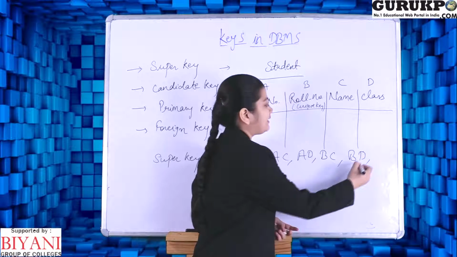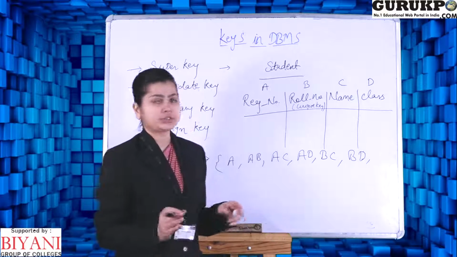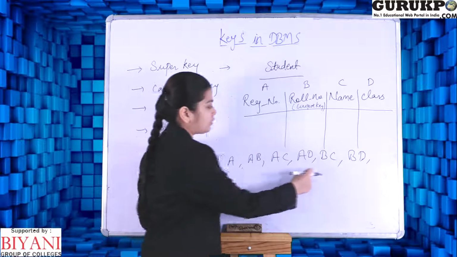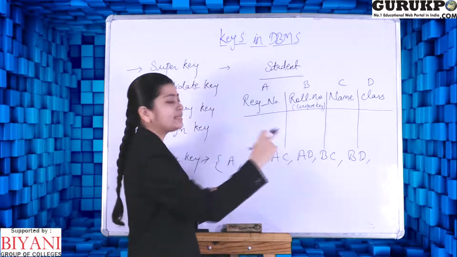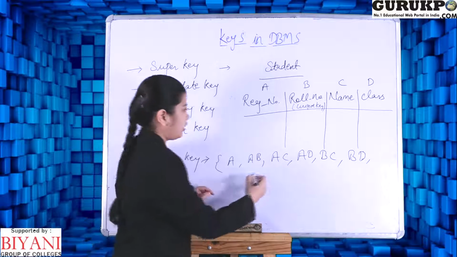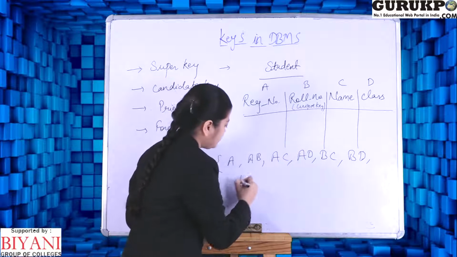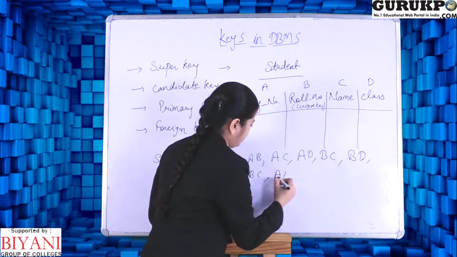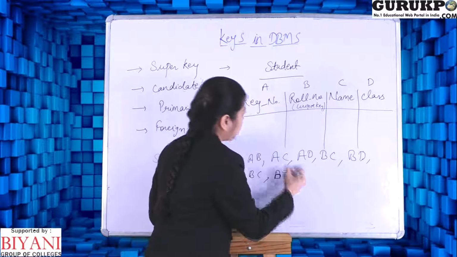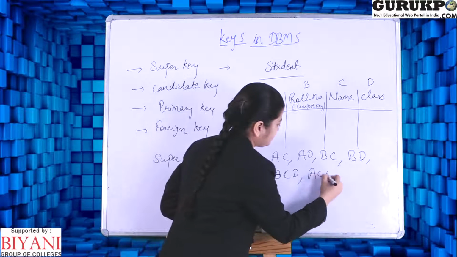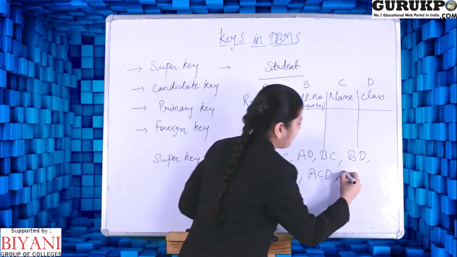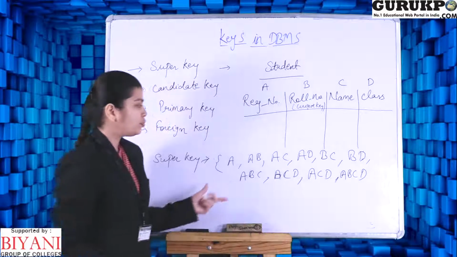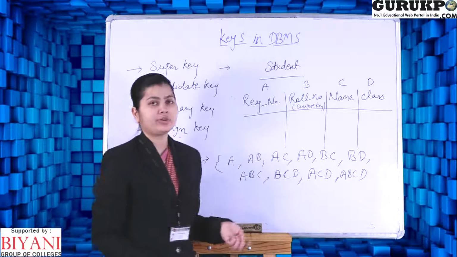A super key takes all the possible combinations which can uniquely identify each and every record of a table. Again we can take A, B and C; B, C and D; A, C and D; and A, B, C and D. We can take all the columns as a super key combination to uniquely identify each and every record of our table.